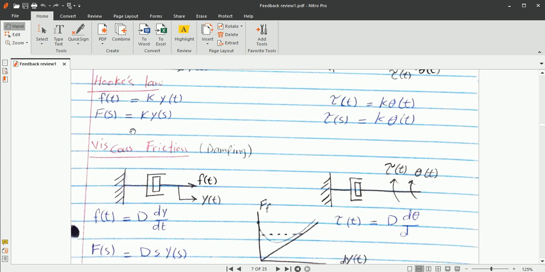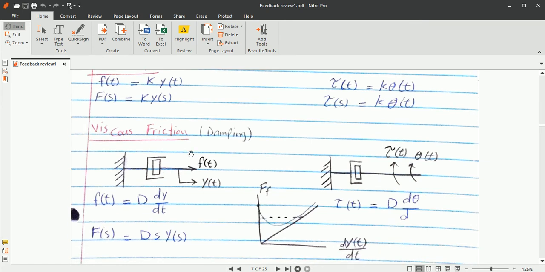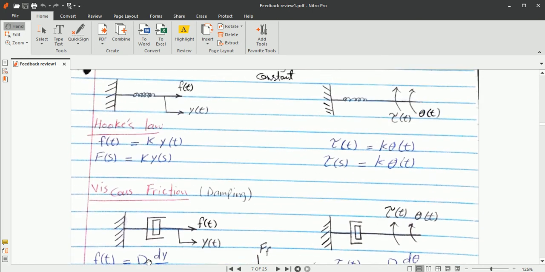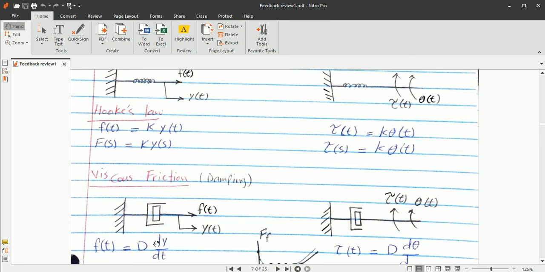Okay, now viscous friction, that is another important parameter which is used in the modeling, like we model it as a damper. So here the relationship is this: force is equal to capital D, that is the viscous coefficient, into dy by dt, derivative of y. So if we have derivative, what will be its Laplace transform? I want to take the Laplace transform of this.